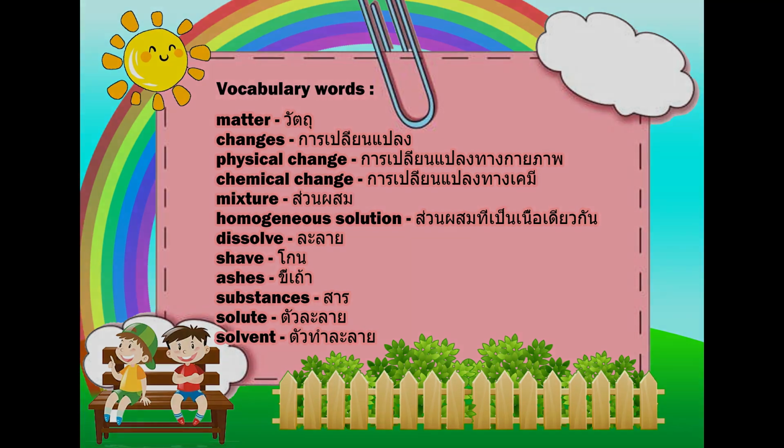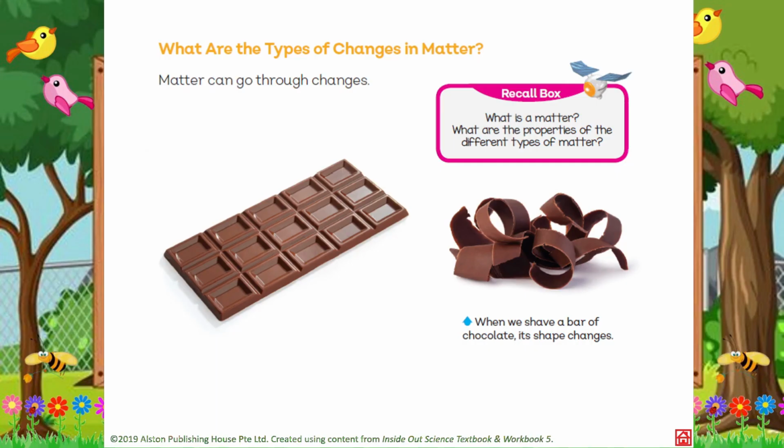So let us begin our lesson with a question on page 71 of your book, which says, what are the types of changes in matter? Do you have any idea? And as well, we're going to answer the question, what is matter? Okay, so matter is anything that occupies space and has mass.